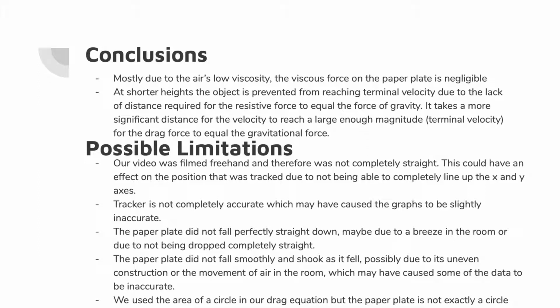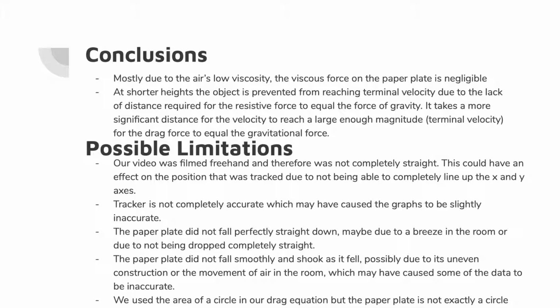Some of our possible limitations included that our video was filmed freehand and therefore was not completely straight. This could have an effect on the position that was tracked due to not being able to completely line up the X and Y axes. Tracker is not completely accurate, which also may have caused the graphs to be slightly inaccurate. The paper plate did not fall perfectly straight down, and this may be due to a breeze in the room or due to not being properly dropped completely straight.